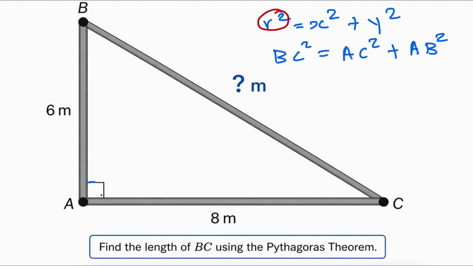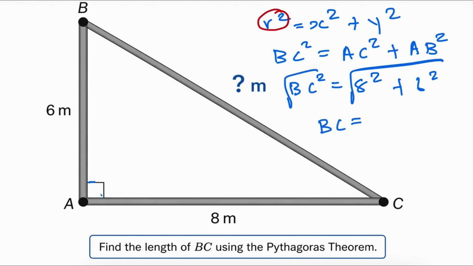So to get the BC length, you're going to say BC length squared is equal to, you substitute the length of AC, which is 8 squared, and the length of AB, which is 6 squared. Now to calculate this, you will have to square root both sides, and if you put that in your calculator, you are supposed to get the length of BC, which is equal to 10 meters.